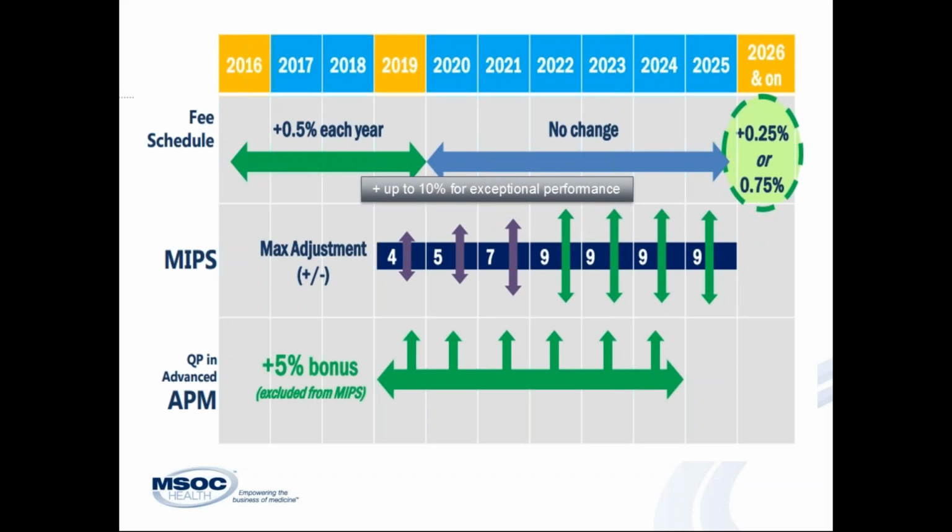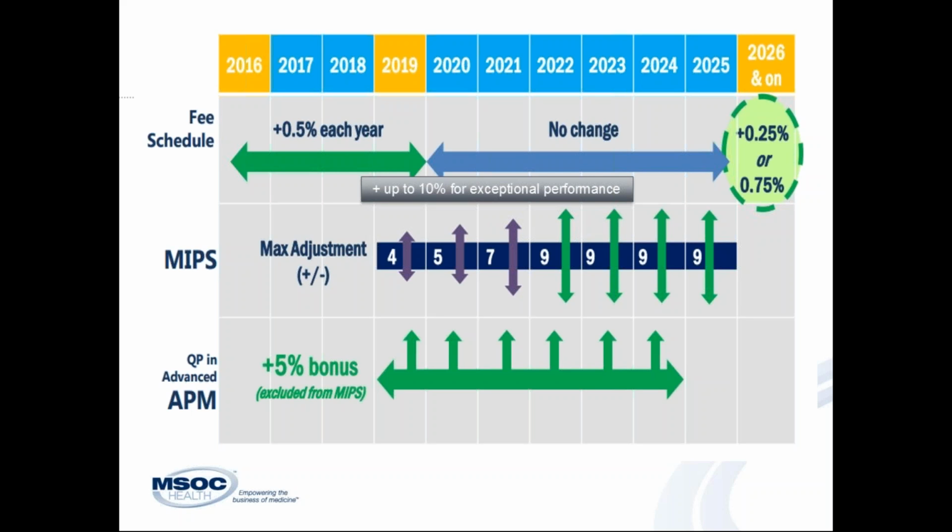If you are in the MIPS pathway, you will get the 0.25% increase every year going forward indefinitely, according to the law currently. If you are in the advanced payment model pathway, you will get a 0.75% increase every year going forward indefinitely. Now, if you choose the merit-based incentive payment system, the MIPS pathway, you will have the opportunity to be judged on your performance on value, your performance that we'll be speaking to in great depth today.